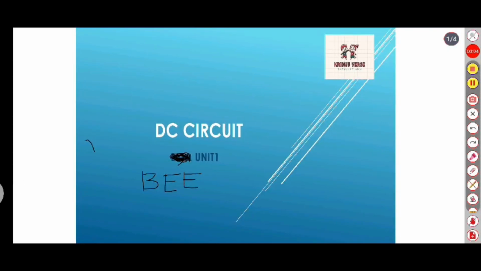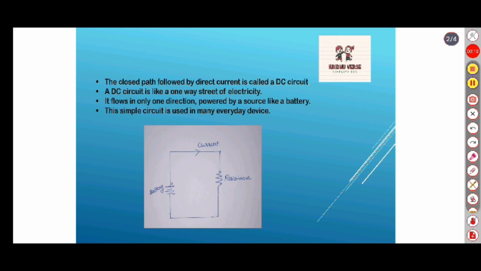Today we are going to read DC circuit, which is part of BAA first unit. So, a DC circuit is a circuit with a closed path in which a direct current is flowing. That is what we call a DC circuit. We can also say a DC circuit is like a one-way street for electricity, flowing in one direction only.